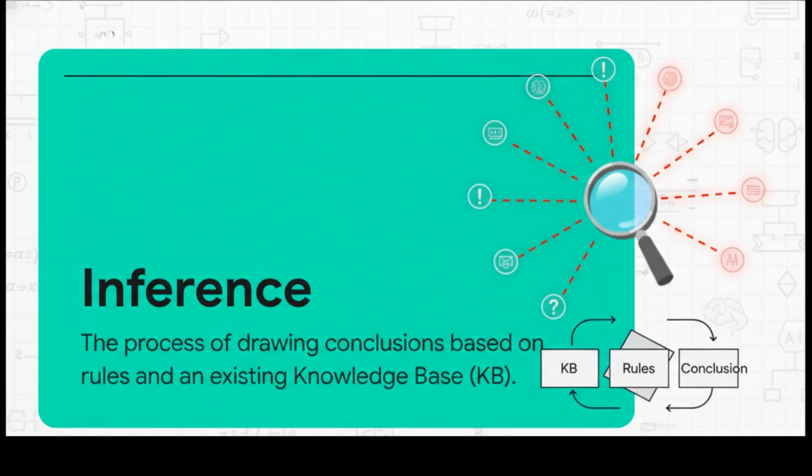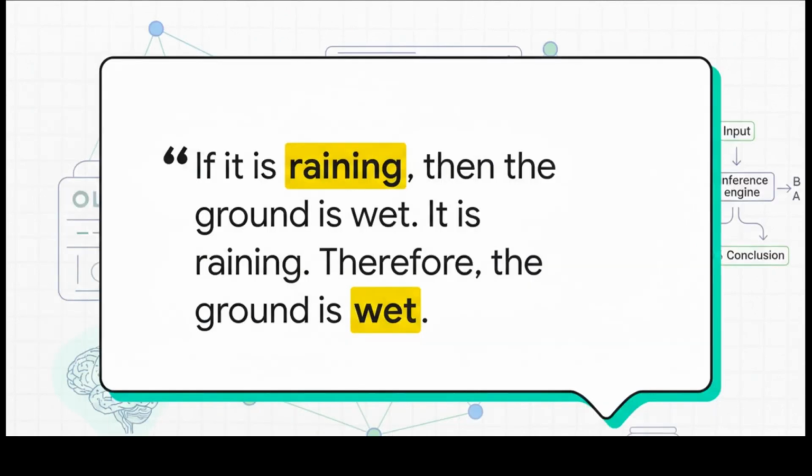I like to think of it like the AI is playing detective. It has a bunch of clues, and it's using its rulebook to connect the dots. And one of the most powerful, but also just beautifully simple rules is called modus ponens.